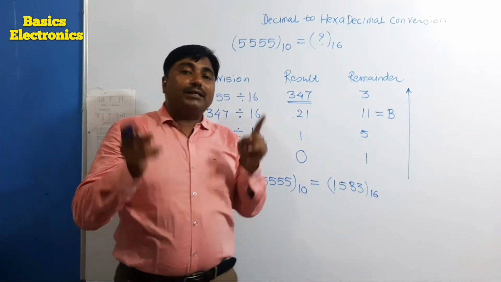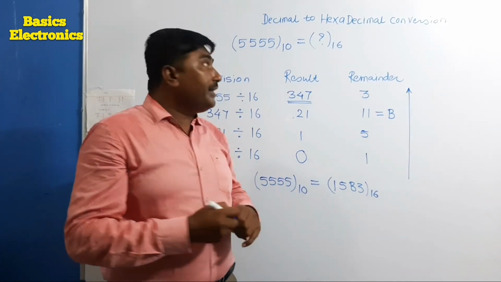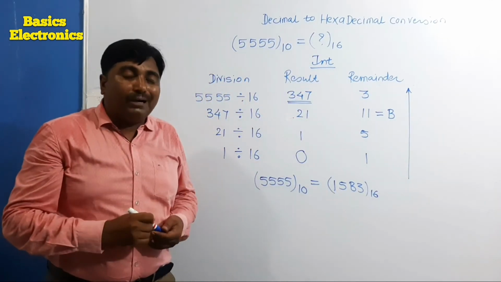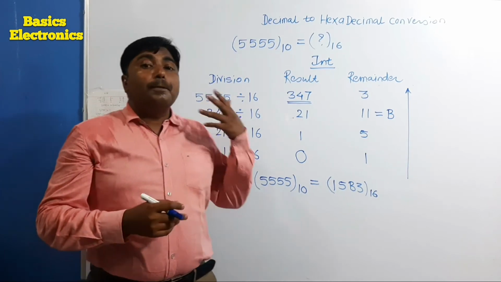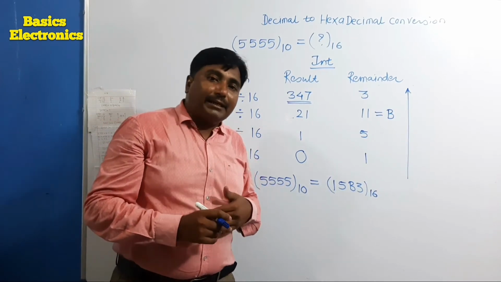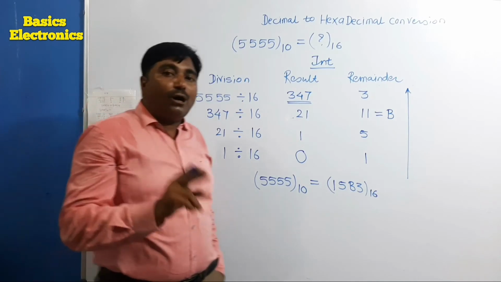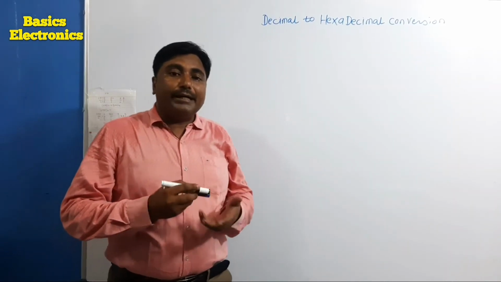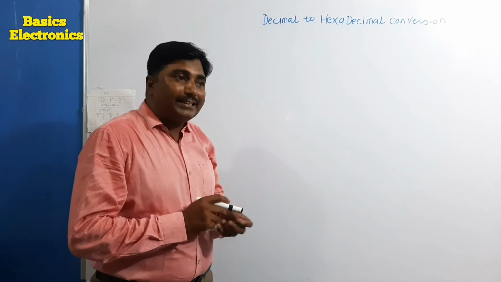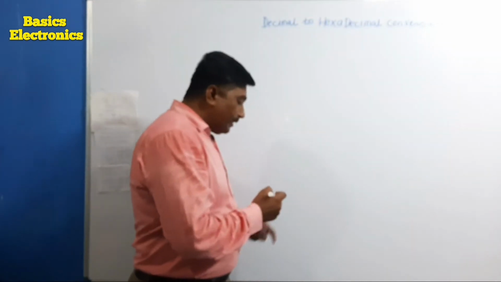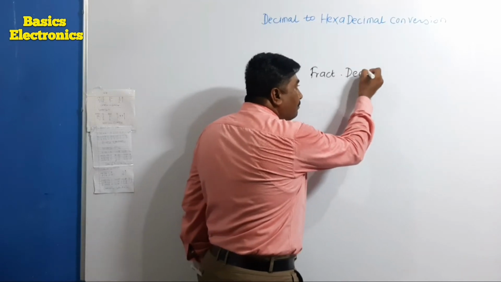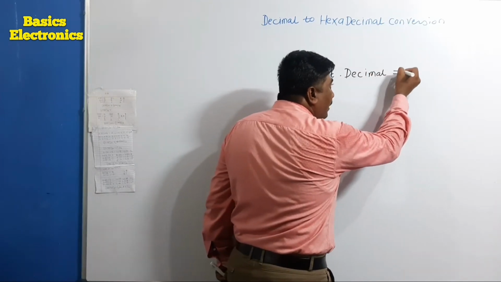But this method we have to follow only for the integer part. For the fractional part we have to multiply by 16. We will see one example on the fractional part. For the fractional part we follow another process, and that process is the same as we used to convert a fractional decimal number into binary.